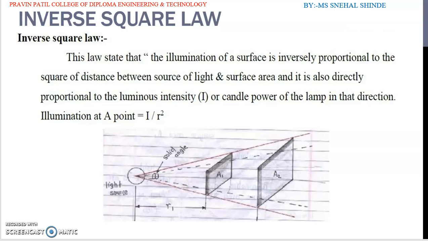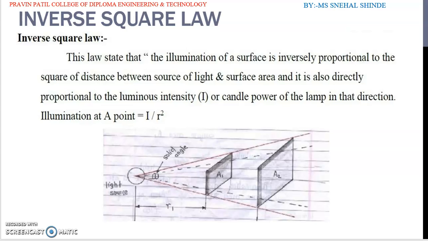Similarly, the illumination on the surface of the area A2 is E2 equal to I omega divided by A2, which is I omega divided by omega R2 square, and finally we get I divided by R2 square lumens per unit area.